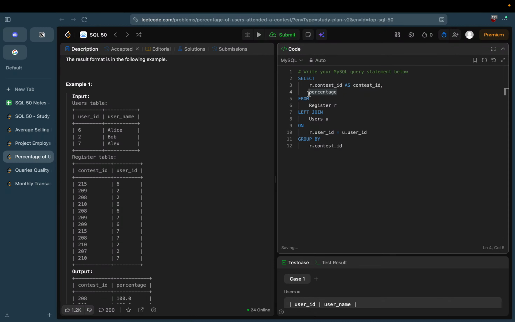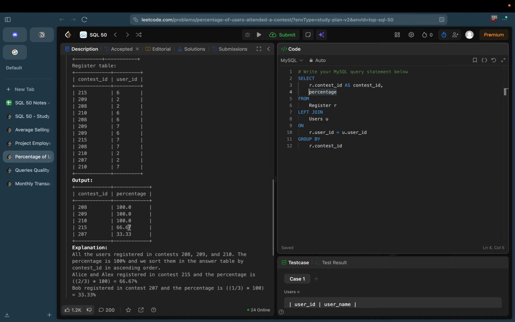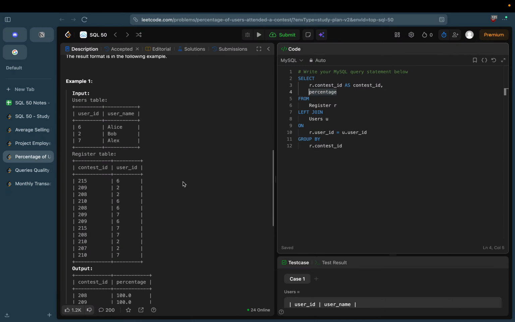Now let's calculate the percentage which is required. First of all, we need to round it to 2 decimal places, so giving this an alias, I'll first round. I don't think we'll encounter a divide by 0 error, so nullif is not required. I'll simply start by rounding it up by 2 decimal places.